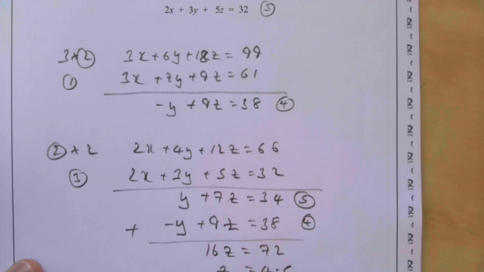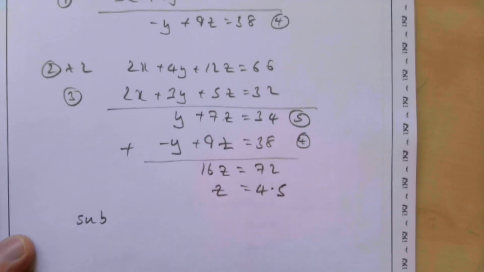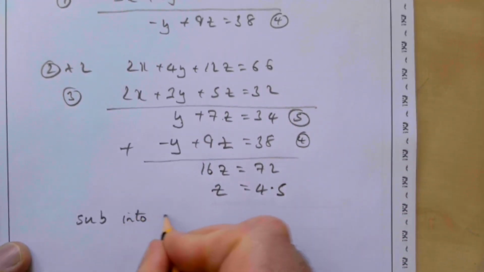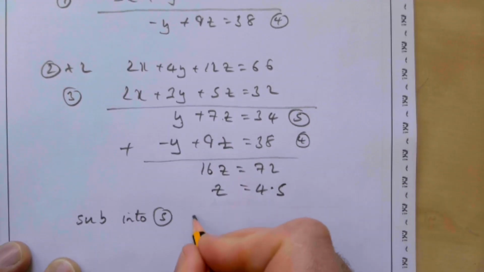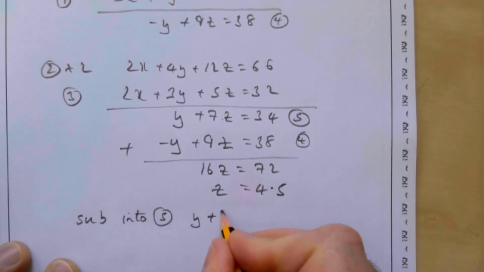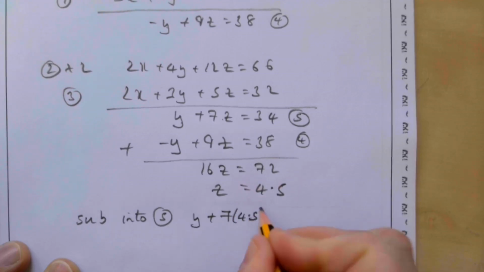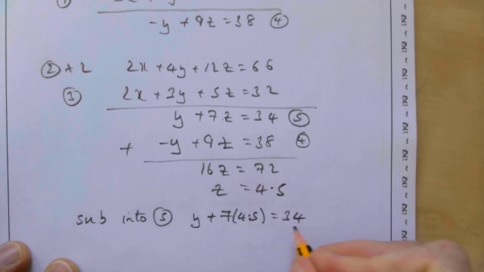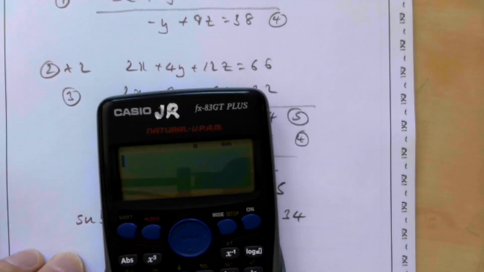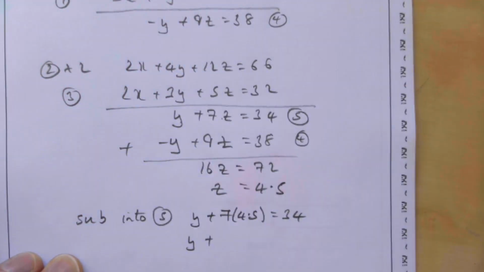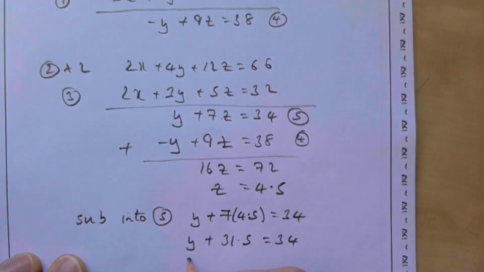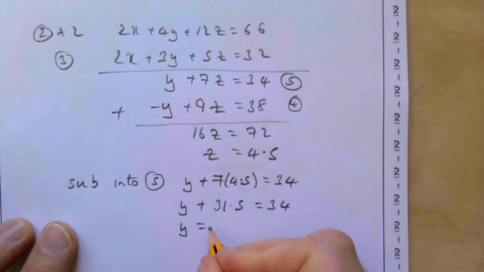If I substitute that into number 5, I get y plus 7 times 4.5, which is 31.5, is 34, so y then is 2.5.